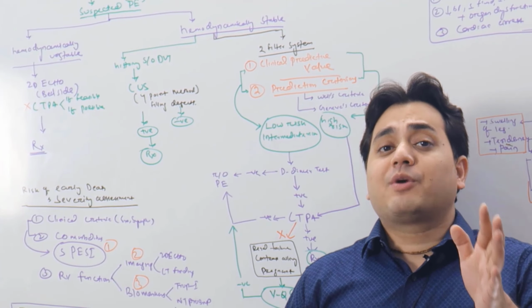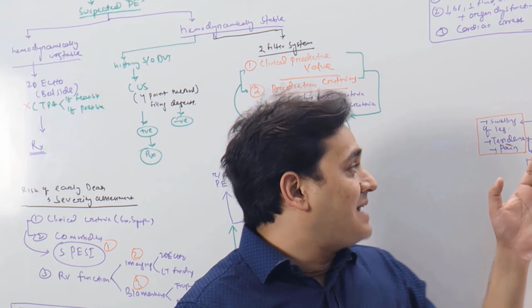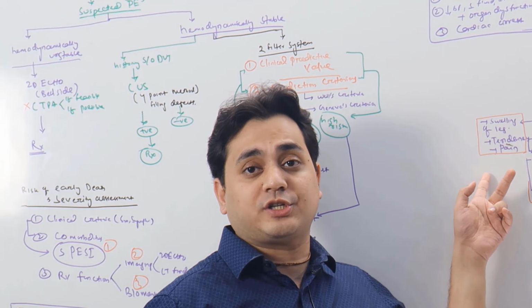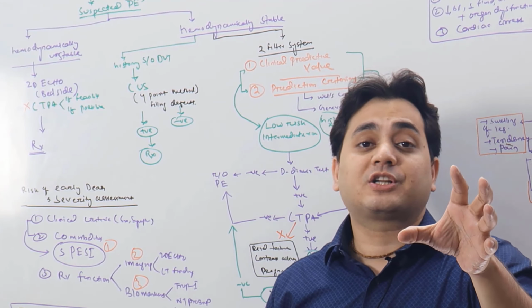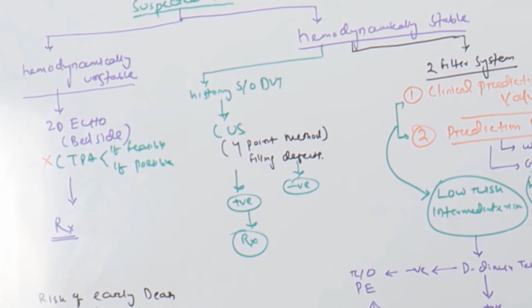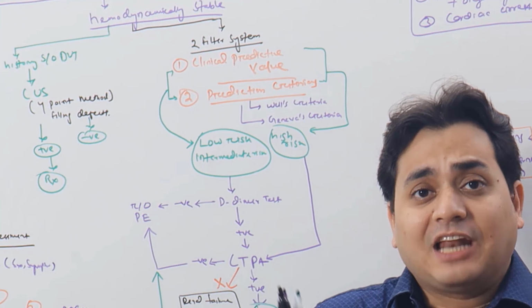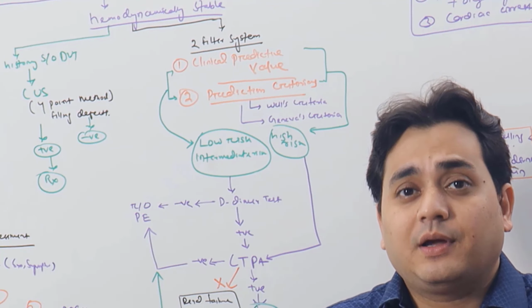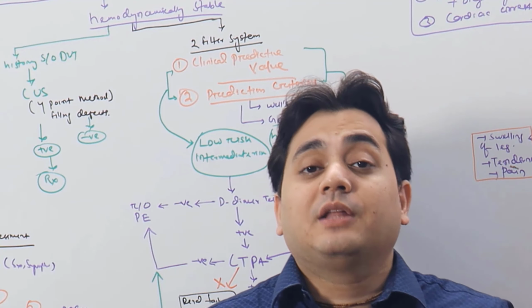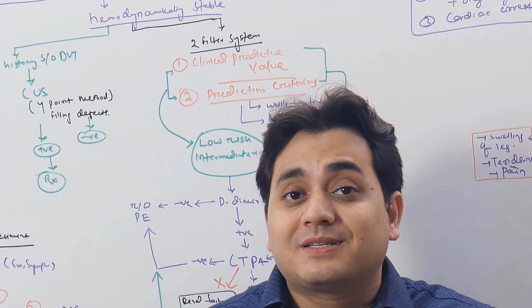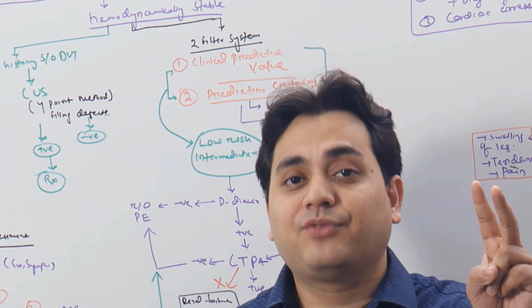However, if the patient is hemodynamically stable and there are signs and symptoms of DVT in that patient from history, you go ahead and do a compression ultrasound. 4-point method, 2 inguinal, 2 popliteal. And if you see a filling defect, that is diagnostic of DVT, and you immediately treat the patient for PE. However, if there is no history suggestive of DVT, compression ultrasonography is negative, and the patient is hemodynamically stable, then you put those patients in a filter method, a 2-step filter method.